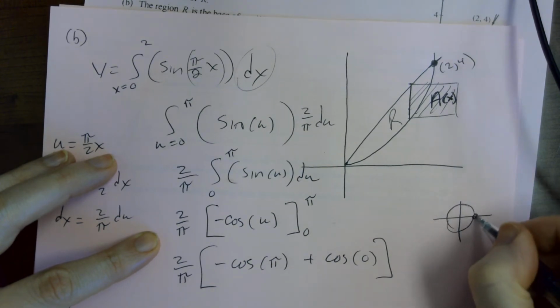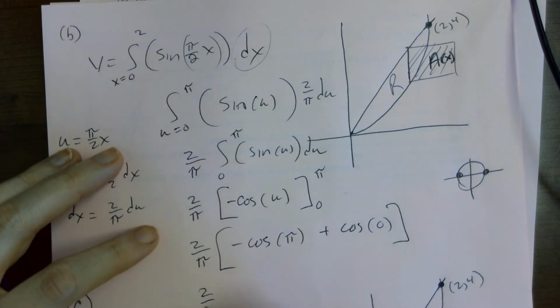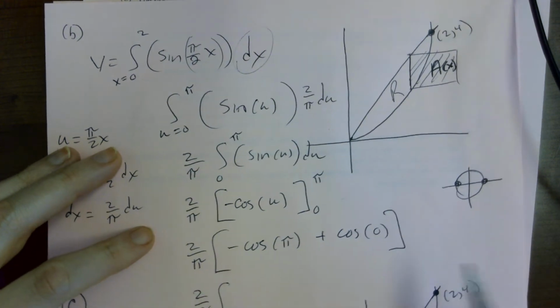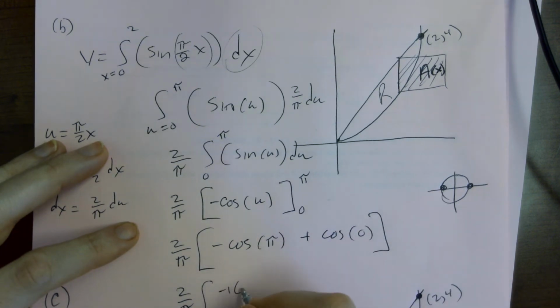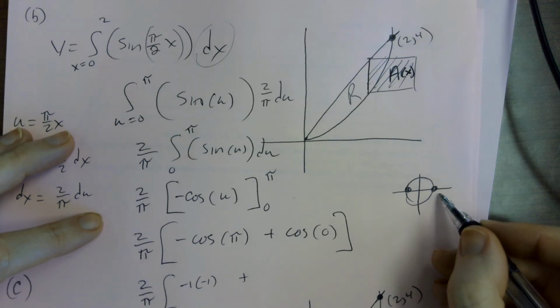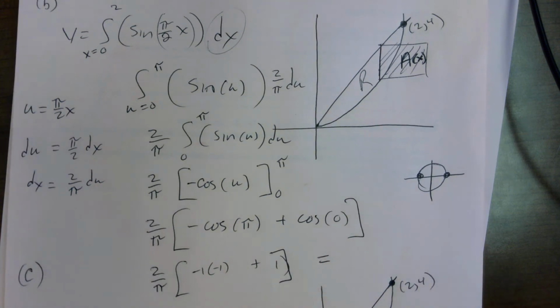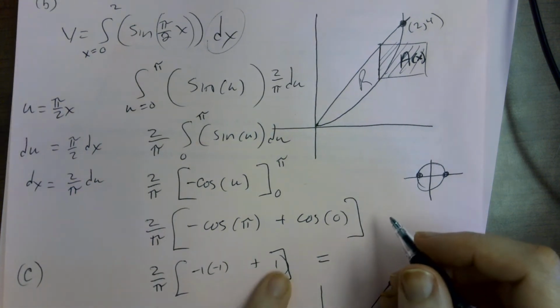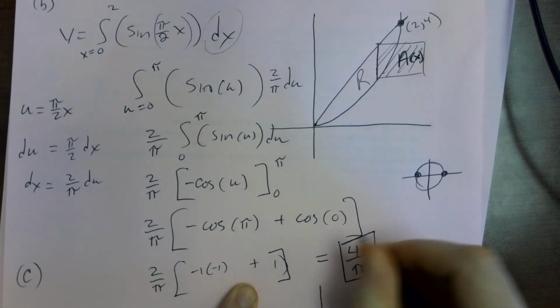Okay, cosine, there's 0, there's pi. So this is 2 over pi. This is negative 1 for cosine of pi. So that's negative 1 plus cosine of 0, which is 1. So we end up getting, this is 2, so we end up getting 4 over pi.